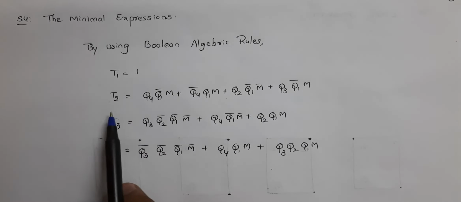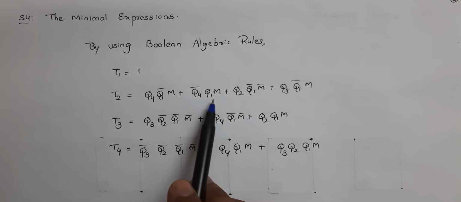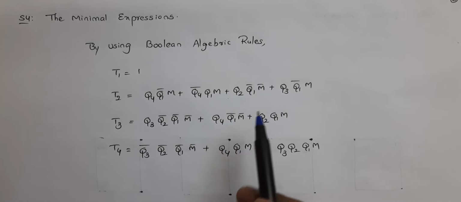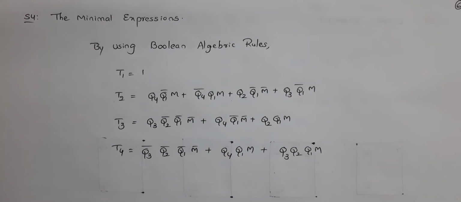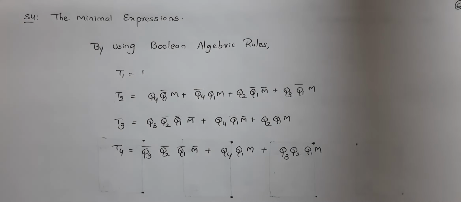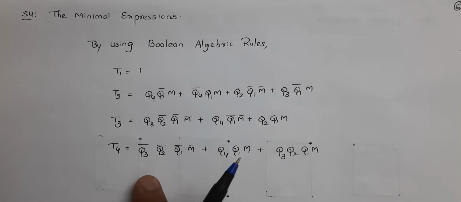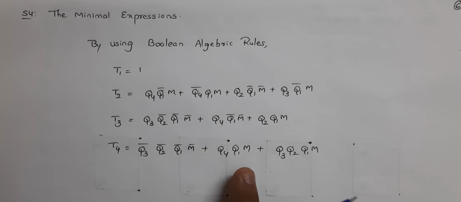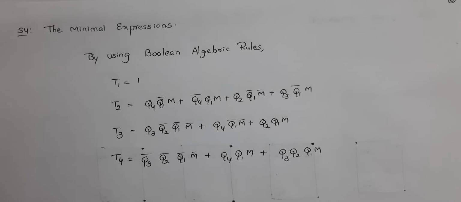T1 is equal to 1, and T2 is Q4 Q1 bar M plus Q4 bar Q1 M plus Q2 Q1 bar M bar plus Q3 Q1 bar M. Similarly, for T3 the minimal expression is Q3 Q2 bar Q1 bar M bar plus Q4 Q1 bar M bar plus Q2 Q1 M. For T4, the expression is Q3 bar Q2 bar Q1 bar M plus Q4 Q1 M plus Q3 Q2 Q1 M. Okay, so these are the minimal expressions.